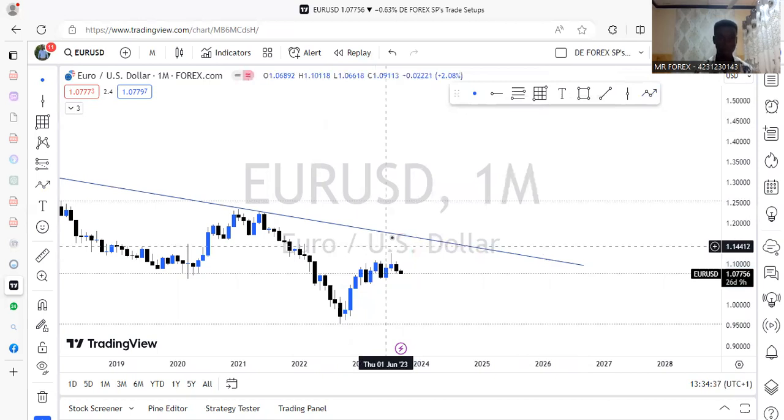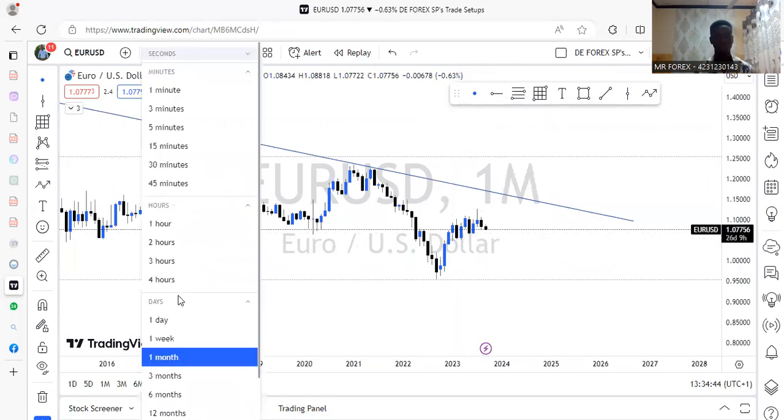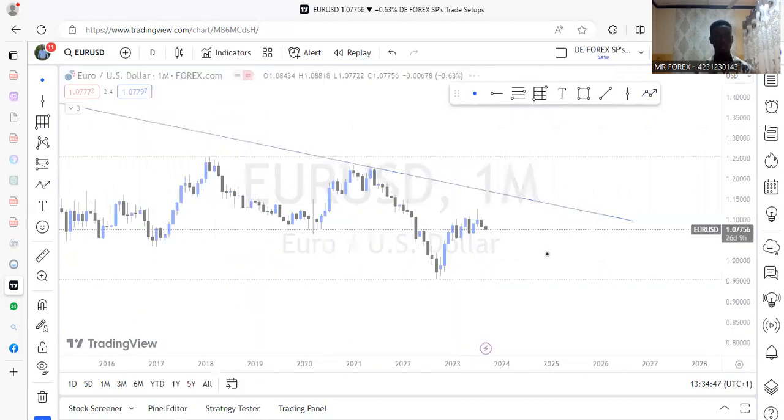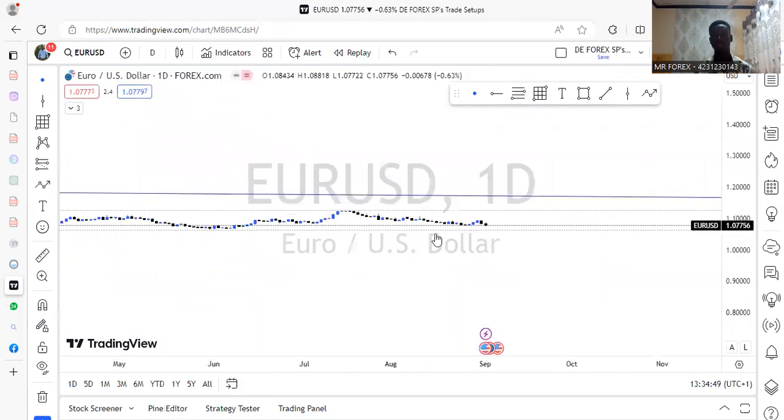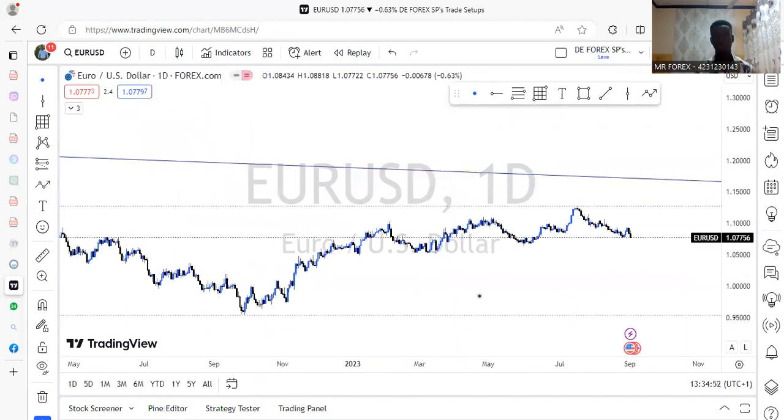So the monthly, we've identified the overall trend. We've paid close attention to the current trend. Let's move to the daily, and let's see the information we can get from the daily chart.